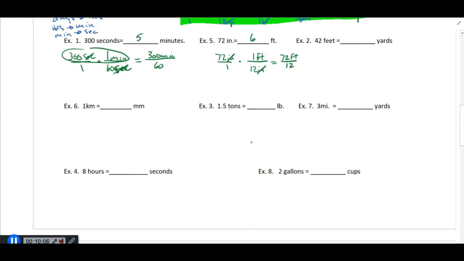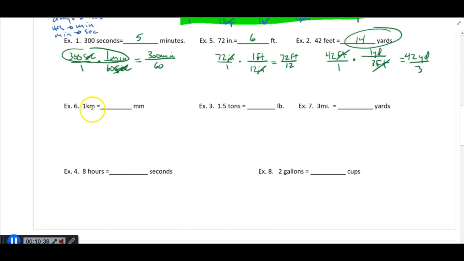Okay, the next one, 42 feet in yards. Well, I know 42 feet over 1 times, if I think about it, 1 yard is equal to 3 feet. So when I multiply across the top, the feet cancel out and I would get 42 yards over 3. And that would give me 14 yards.